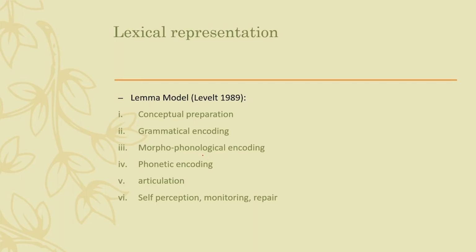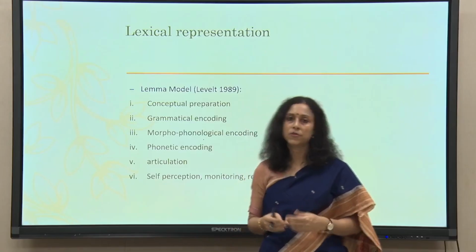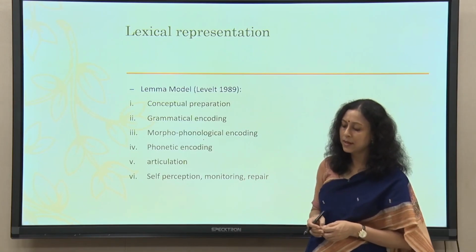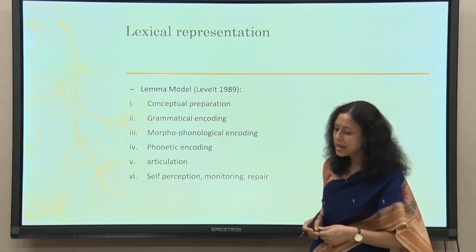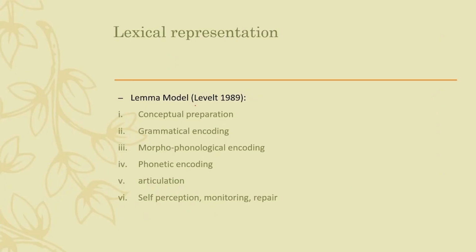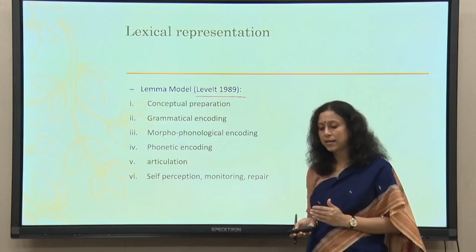So, one of the most widely accepted and one of the most famous models for this lexical representation in the human brain was given by William Levelt in 1989. It is called the lemma model, and he proposes a 6-stage system through which speech production takes place. It starts with conceptual preparation, goes on to grammatical encoding, then morphophonological encoding, followed by phonetic encoding, then comes articulation.